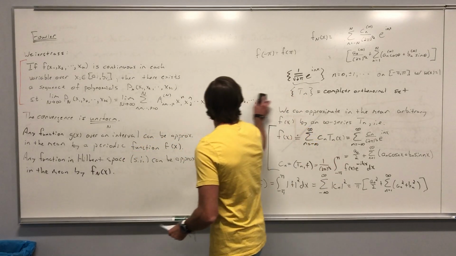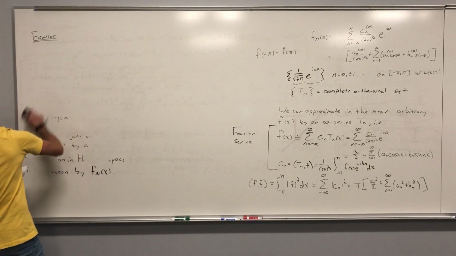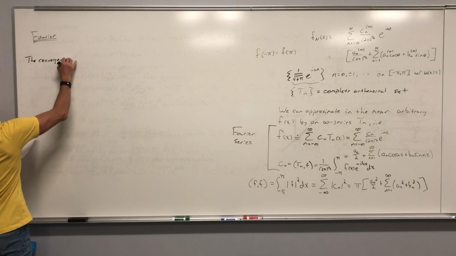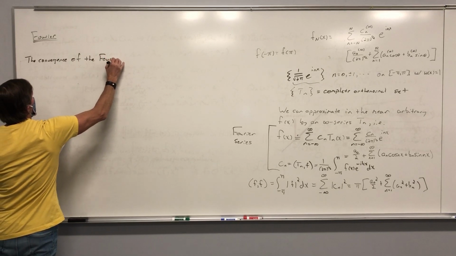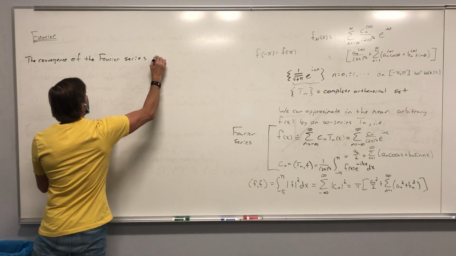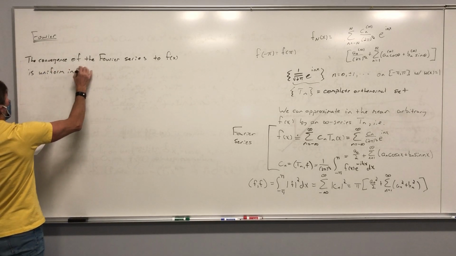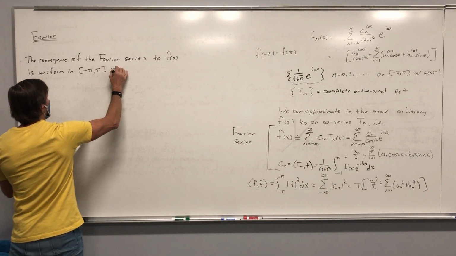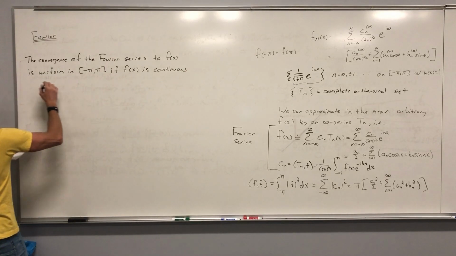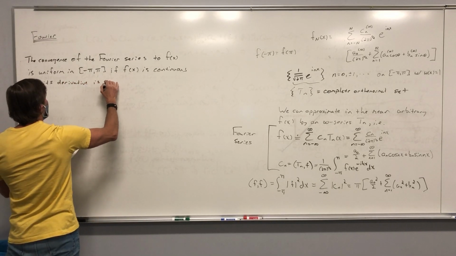So, let me state the theorem with the restrictions, and we will prove it. So what we have is the following. The convergence of the Fourier series to f of x is uniform in minus pi to pi if f of x is continuous, and if its derivative is piecewise continuous.